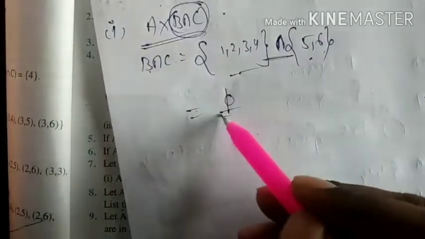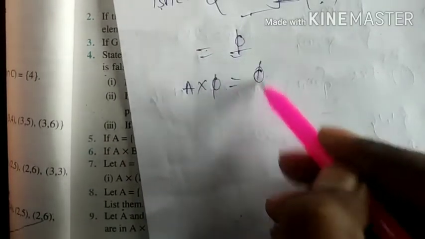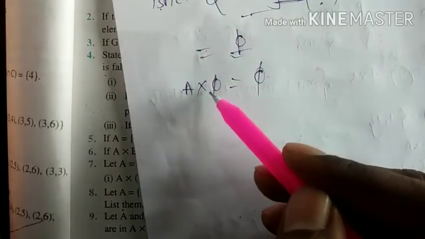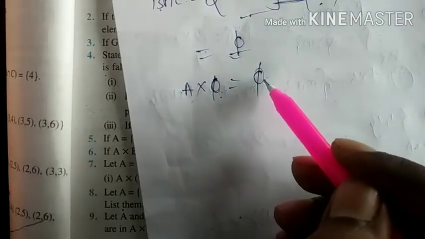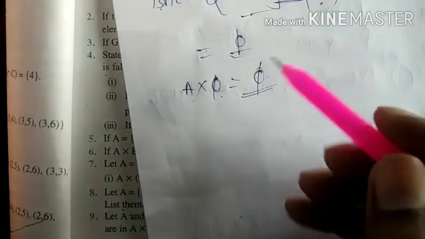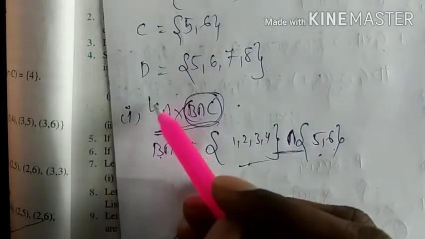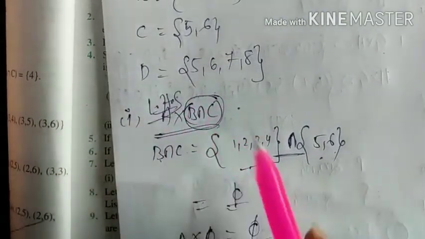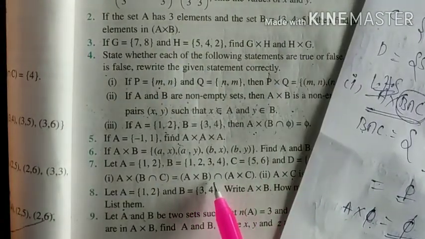Clear? So when B ∩ C is φ, then A × φ is equal to how much? φ, because here φ means there are no elements in this set. So A × φ is equal to φ. There are no elements. This is the LHS part of the first problem. Okay. Now let's see the RHS part. (A × B) ∩ (A × C).